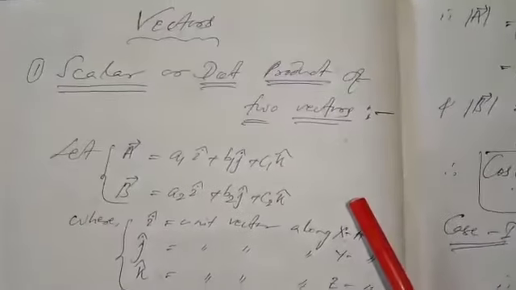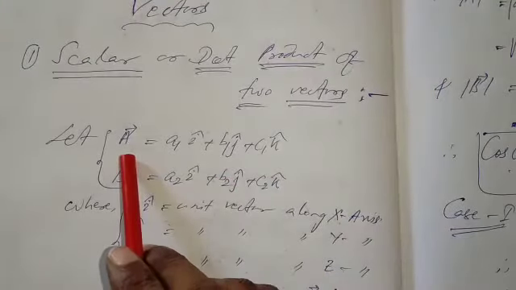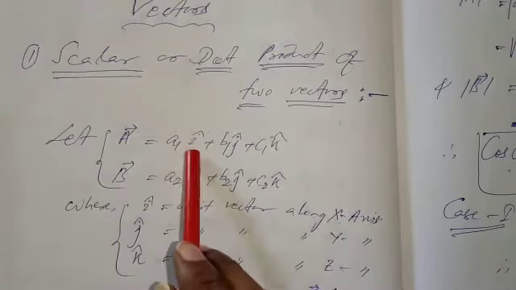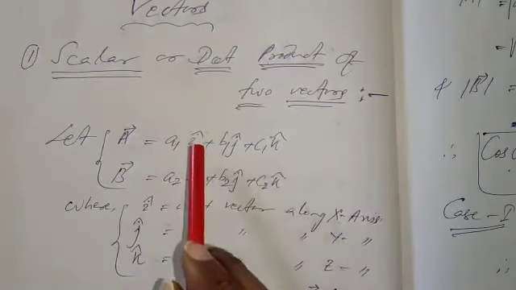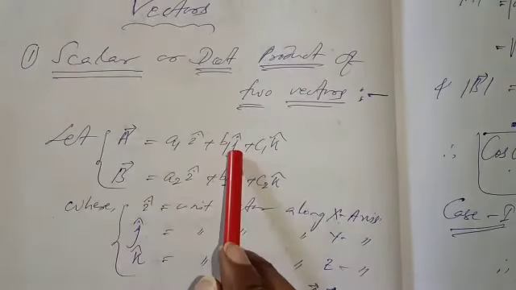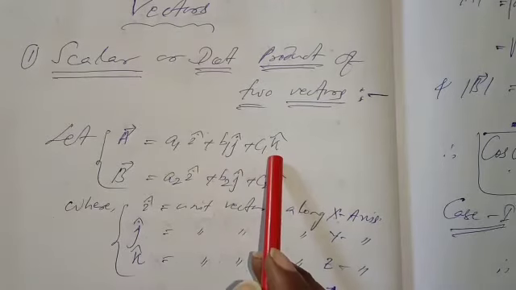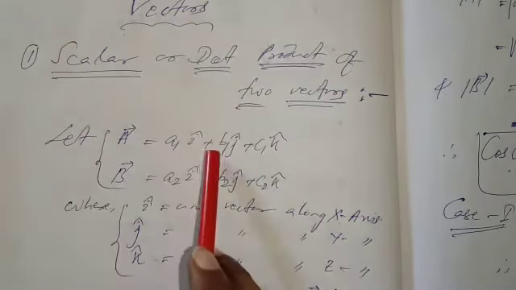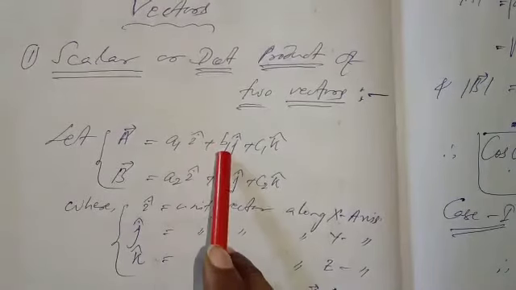Let a be a vector having three components: a1i plus b1j plus c1k. That means i is the unit vector along the x-axis, j is the unit vector along the y-axis, and k is the unit vector along the z-axis. It has three components a1, b1, c1 along the x-axis, y-axis, and z-axis.